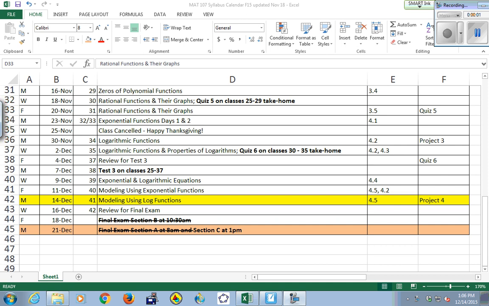Last lesson of the semester today, we're going to talk about some real life things that you use logarithms for, some modeling problems. Wednesday, we'll review for the final exam, so I'll give you lots more detail about the final exam on Wednesday.